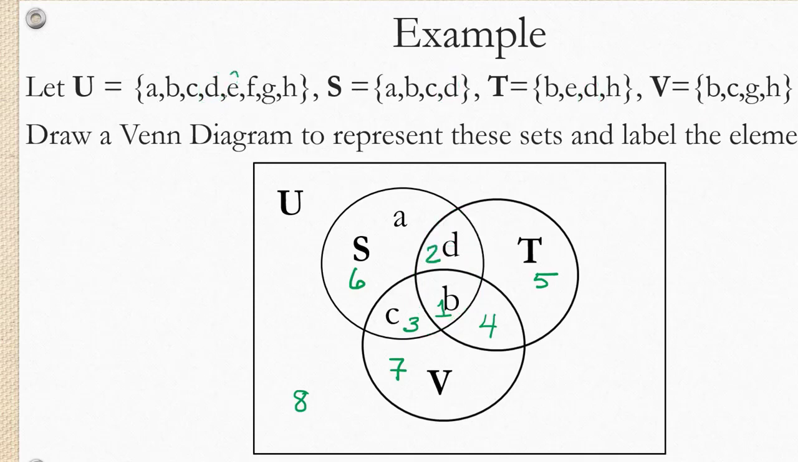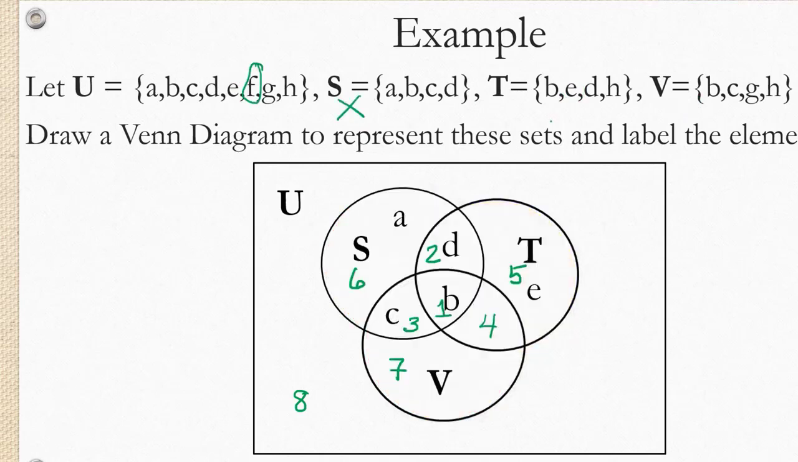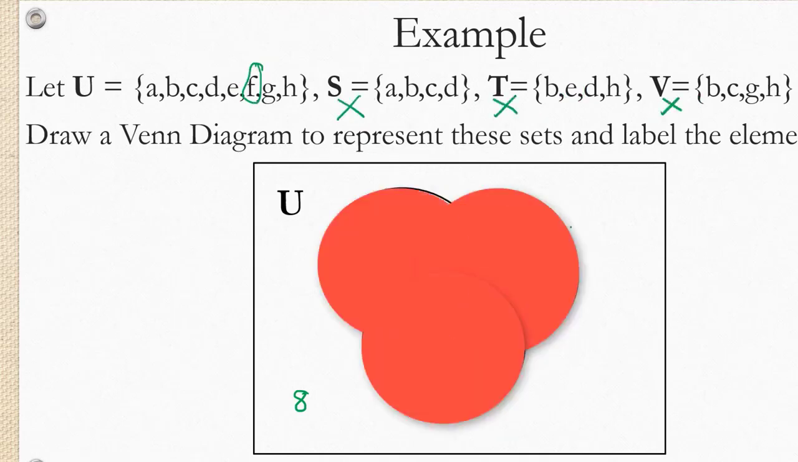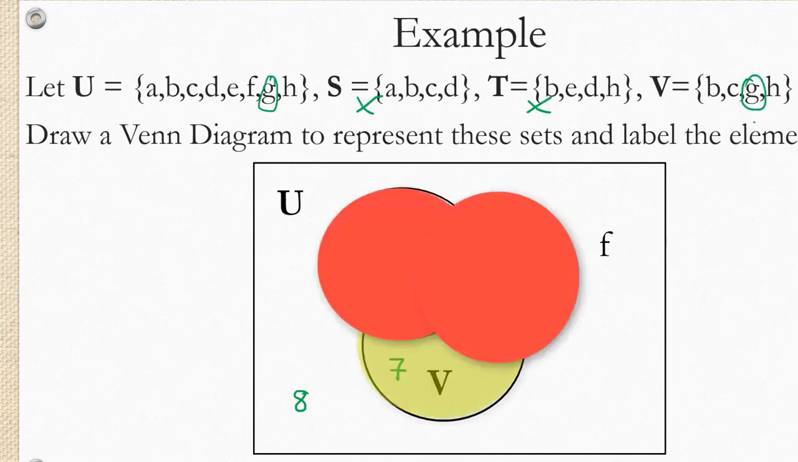Now element E. E is not in S, it is in T, and it's not in V. So E is in that region of T that doesn't touch S or V, which is region 5. Okay, how about element F? Element F is not in S or T or V. So it is in this outside region, region 8. Now we have element G. G is not in S, it's not in T, but it is in V. So we're looking for the region that's in V but doesn't touch S or T, and that's region 7. So we're going to place G in region 7.